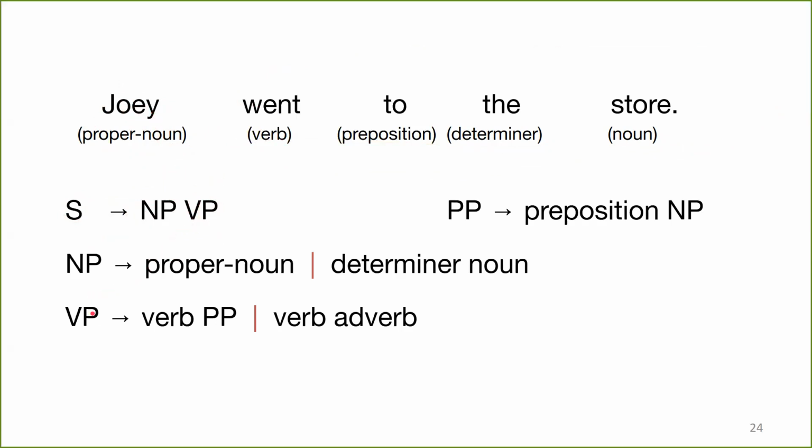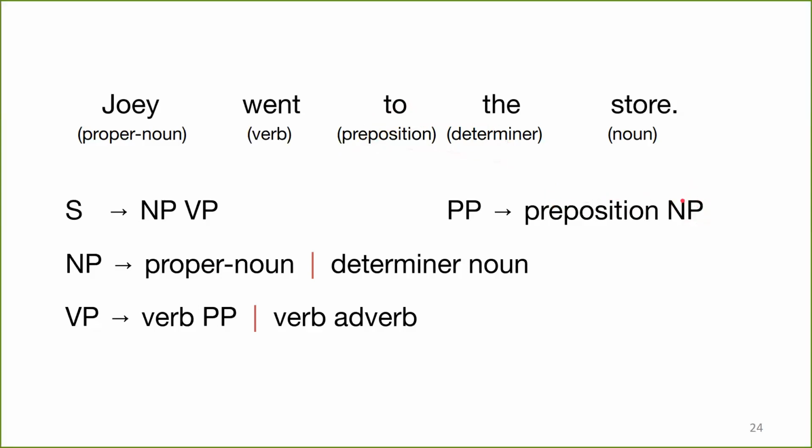Well, how can we make a verb phrase? It's either a verb followed by a prepositional phrase or a verb followed by an adverb. We do have a verb, went, and it's unfortunately not followed by an adverb. It's followed by a preposition. So let's see if the rest of our words, to the store, can be used to construct a prepositional phrase. Then we would have a verb followed by a PP, which gives us a VP, which is what we're trying to construct.